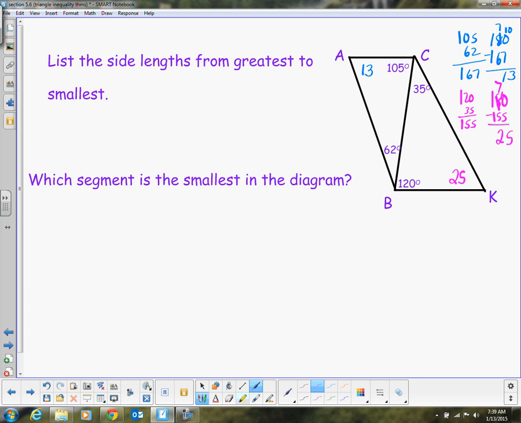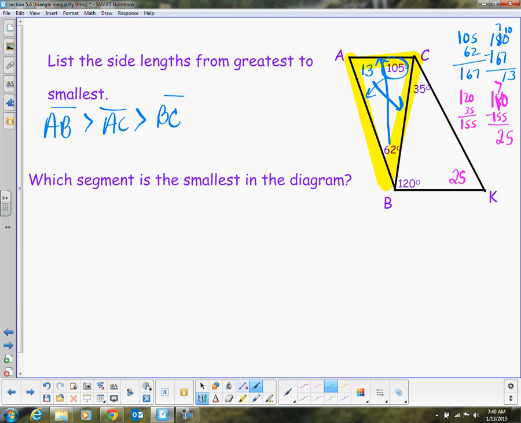So what I want to focus on right now is one triangle. You cannot look at both of them at the same time. So let's look at sides. In this triangle, we want greatest to smallest. What do we know? What's the biggest side? AB, because it's opposite the what? 105. Okay, what's medium? AC, because it's opposite the what? 62. And what is my smallest side? Opposite 13 is CB or BC, doesn't matter.